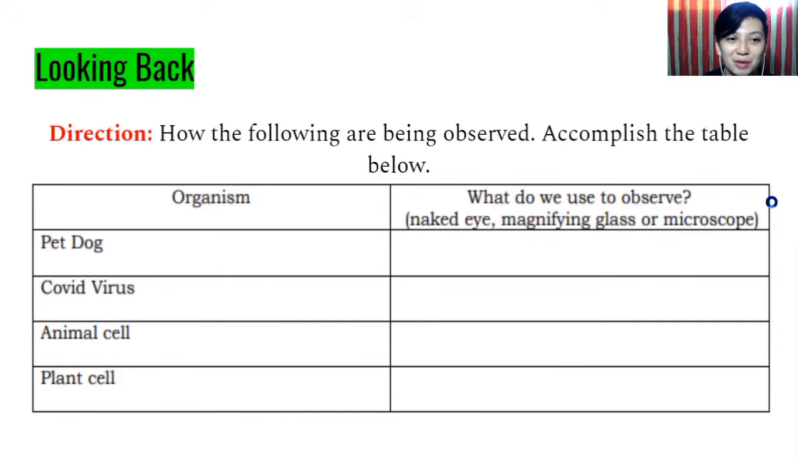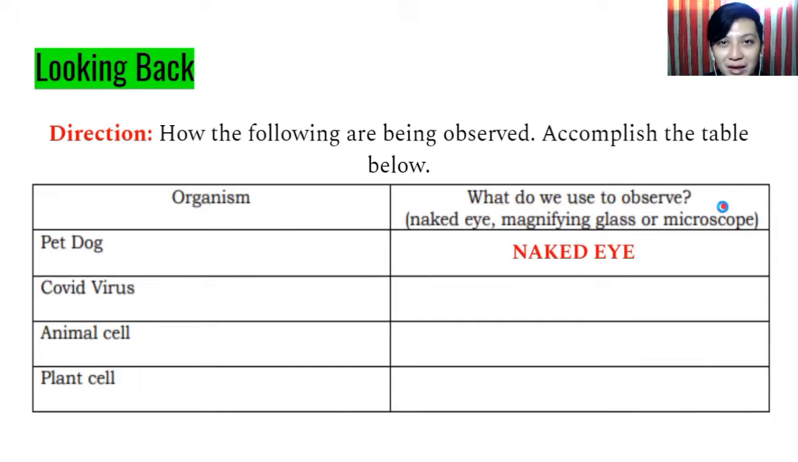So for example, for number one, pet dog. You can observe this by what? Via naked eye, magnifying glass, or microscope? Okay, the correct answer is by naked eye. So meaning to say, you just need to use your eyes to see your pet dog. You don't need a magnifying glass. You don't need a microscope for you to see your pet dog.